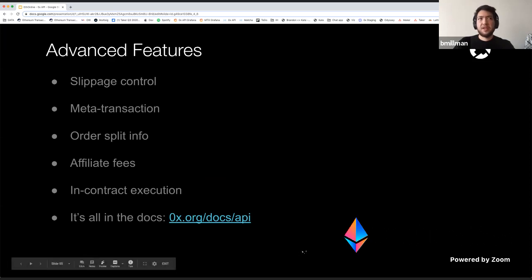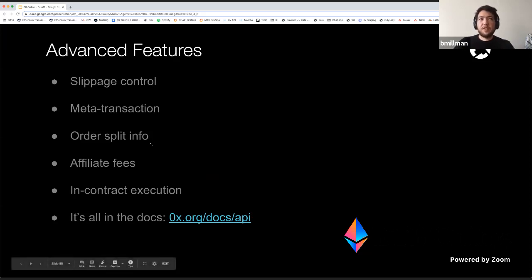Here's a little bit of a laundry list of other advanced features that we also support in the API. Everything's in the docs. Again, I'll send the docs over after this. But there are different things that you can control for: slippage. You can use 0x API in conjunction with meta transactions if you want to actually send transactions on behalf of users.